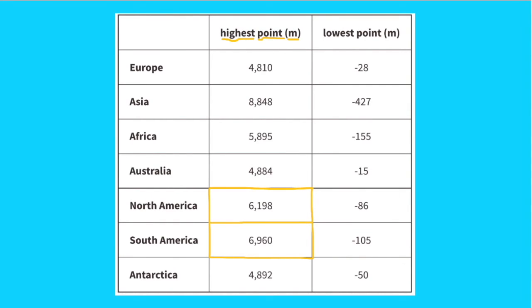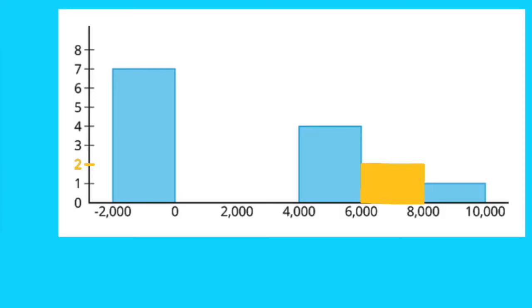Looking back at the table, you notice that North America and South America have very similar highest points in meters. On the histogram, we can go 2 units vertically. That represents 2 continents. On the horizontal line, it ranges from 6,000 meters to 8,000 meters in elevation.